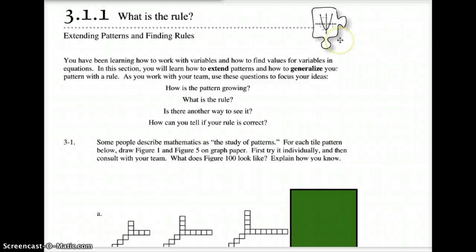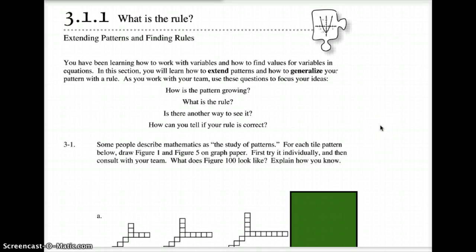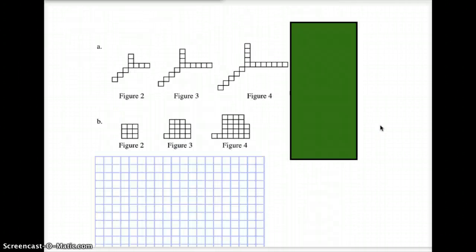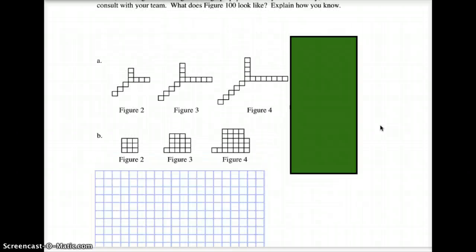To start chapter 3, what is the rule? Today we're going to be looking at patterns, and we're going to be trying to create the rule for that pattern. So, in our very first one here, we're on question number 1, letter A. Look at figure 2, figure 3, and figure 4, and then do the same.